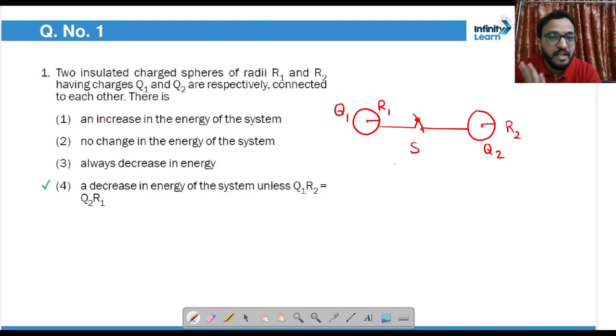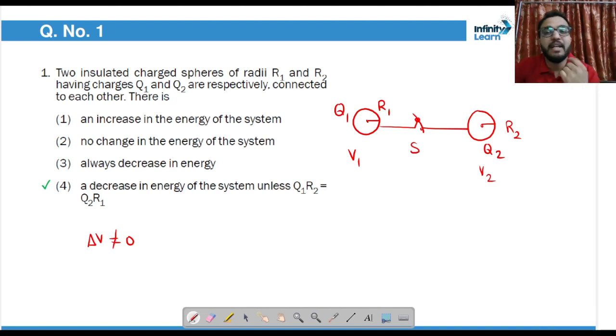If you close this switch, then definitely, if there is any potential difference, like suppose this is potential V1, this is potential V2, so if there is any delta V, then obviously some charge will flow from the sphere of higher potential to the sphere of lower potential. And if the charge movement is there, then obviously there is electric current, and if there is electric current, there is definitely heat loss in the form of resistance. Okay, so overall energy of the system will definitely decrease. So if there is any potential difference, there will be current and there will be overall reduction in the energy of the system.